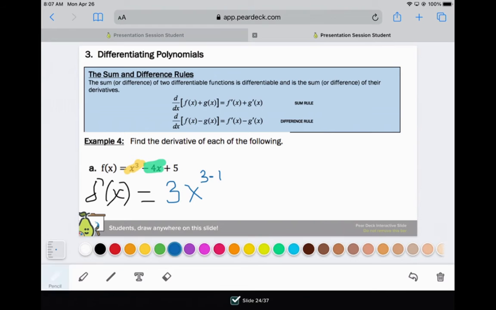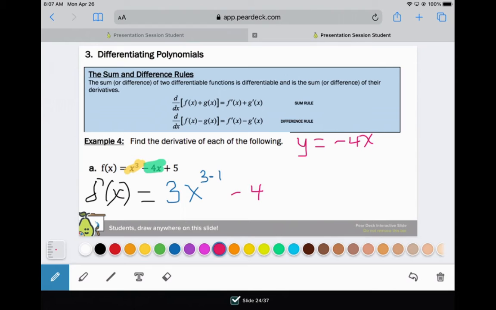When you look at the negative 4, here's the thing. If you think of negative 4 as y equal negative 4x, right? And the slope of this function would be negative 4. So if you have a linear function of the power of 1, you can think of that way. So the derivative of this is going to be negative 4. That is a short way for you to do it.